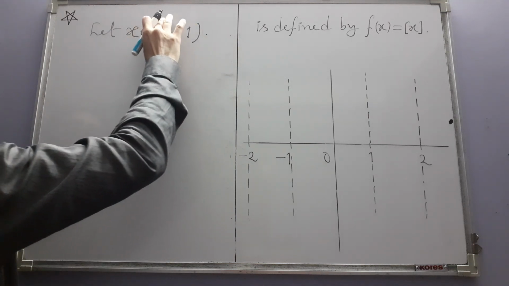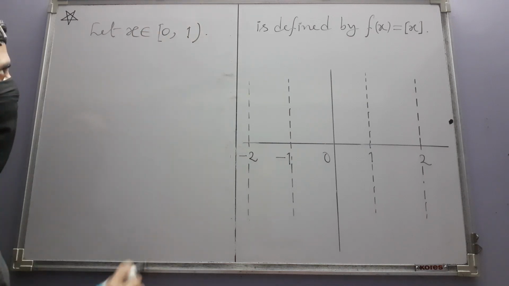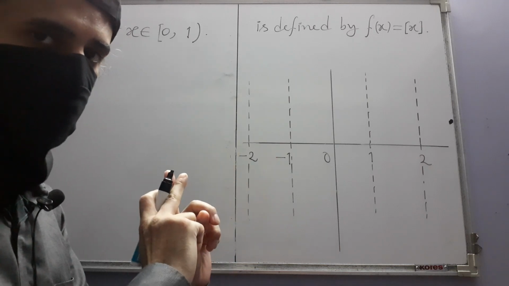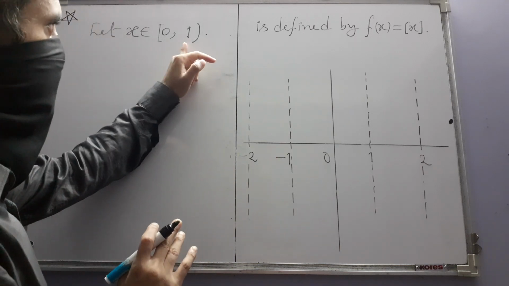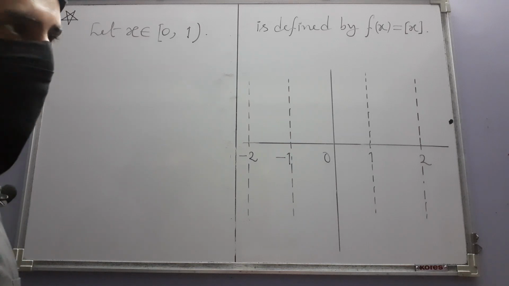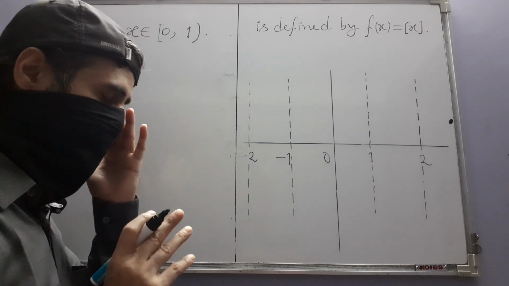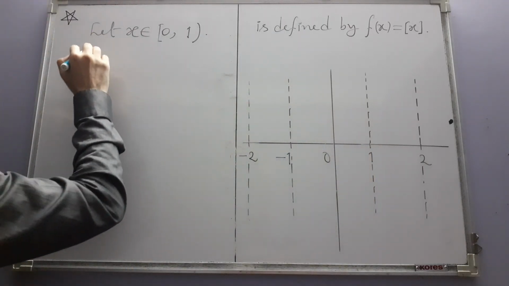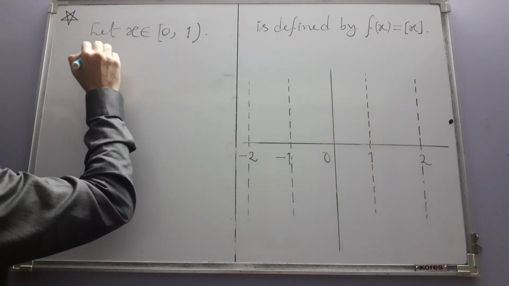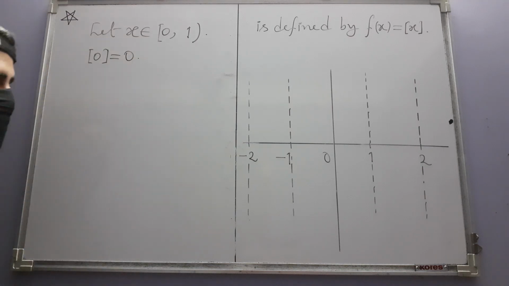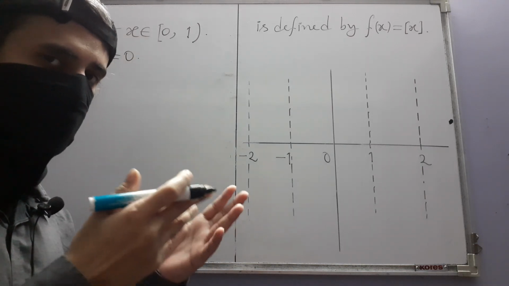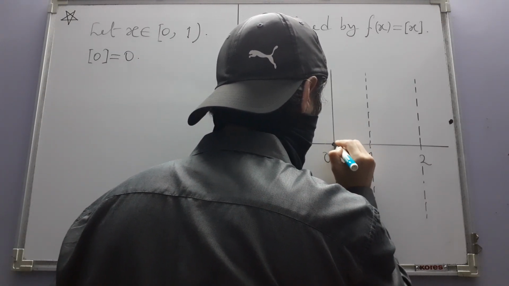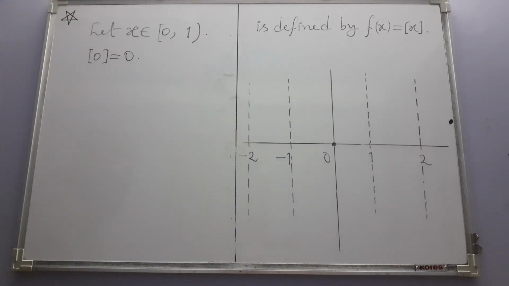Again, why do I suddenly take this? That will also become clear. That means x is greater than or equal to 0 and less than 1. x is not allowed to be 1, but x can be 0. See, in the beginning itself, we can see that when x is 0, then the greatest integer value is 0. For any integer, the output is that integer itself. That means (0, 0) is a point on the graph.